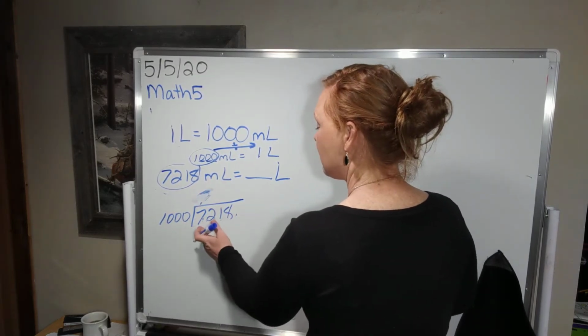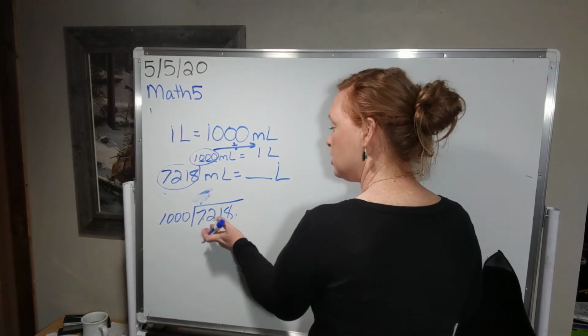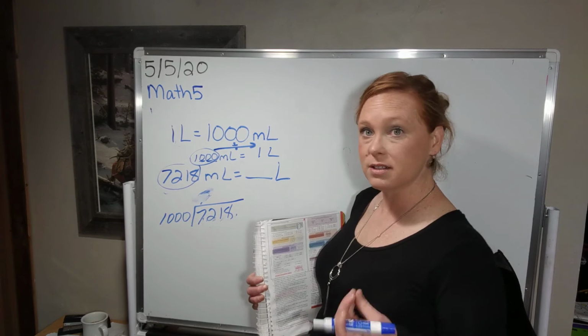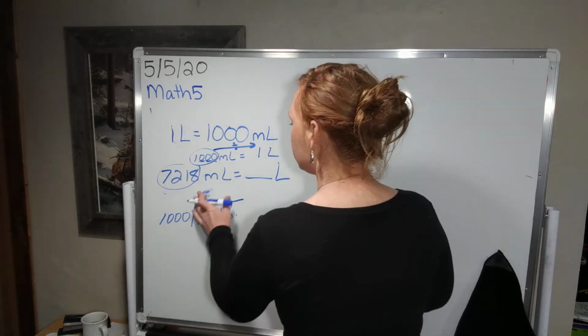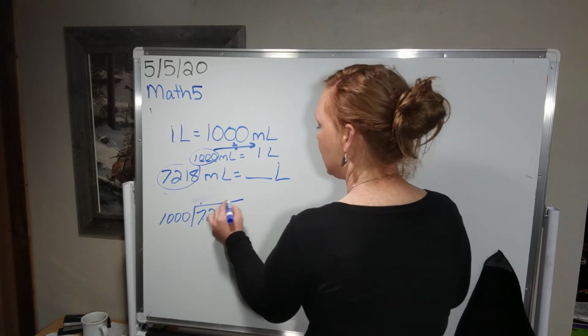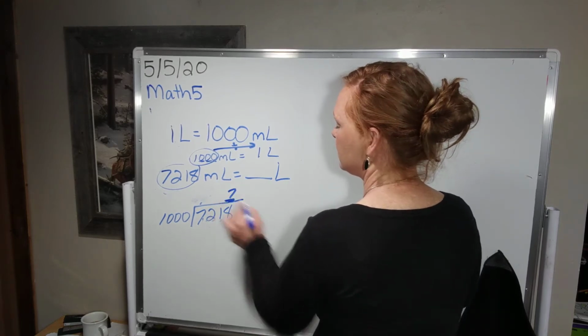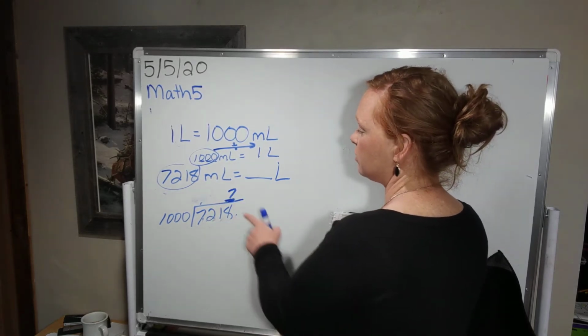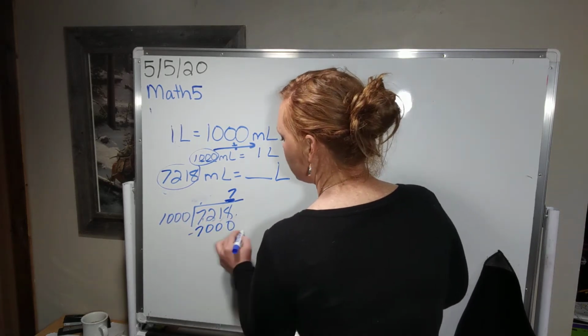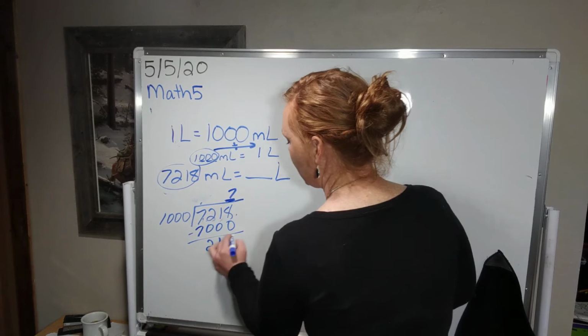Can 1,000 go into 7? No. Can 1,000 go into 72? No. Can 1,000 go into 721? No. I almost made the mistake and did not see where my first number should go. 1,000 can go into 7,218 7 times. This is where my first answer goes. So 7 times 1,000 is 7,000. Subtract, I'm left with 218.